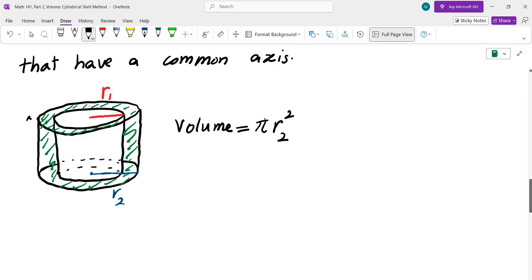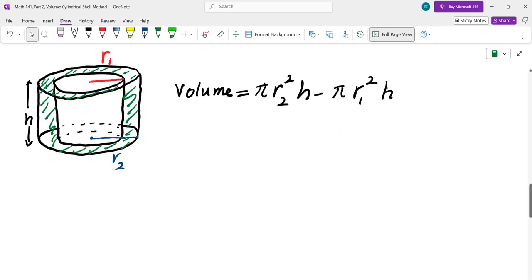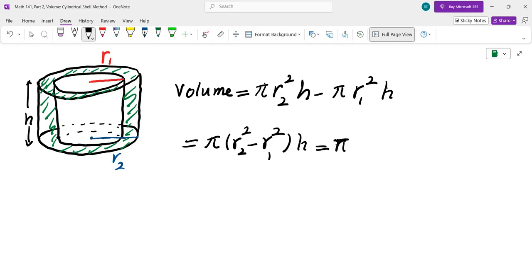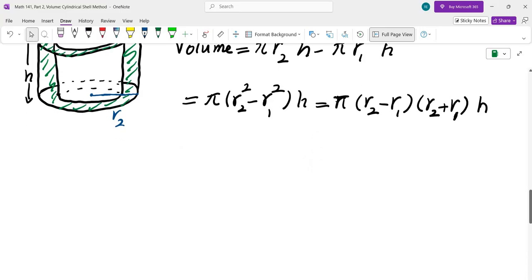Now let's say the height is h, minus pi r1 squared times h. Let's do a little bit of simplification here. So we're going to factor a pi. We get r1 squared, r2 squared minus r1 squared, and then we also have h. We are going to use difference of squares. So pi r2 minus r1, r2 plus r1, and then times h.